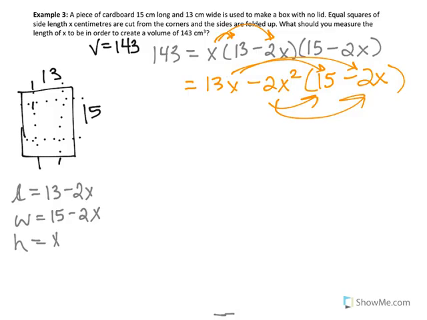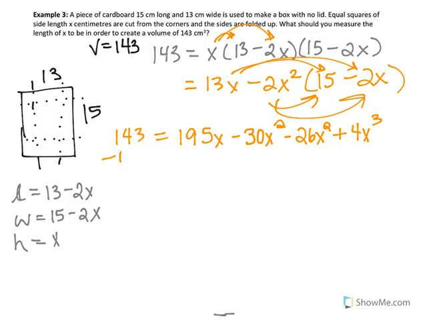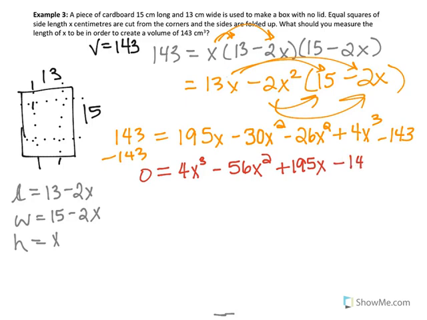So what you should get is 195x minus 30x squared minus 26x squared plus 4x cubed is 143, and then we would minus 143 from both sides. And now we can simplify it, and I'm going to put it in descending order, so we should get 0 is equal to 4x cubed minus 56x squared plus 195x minus 143.